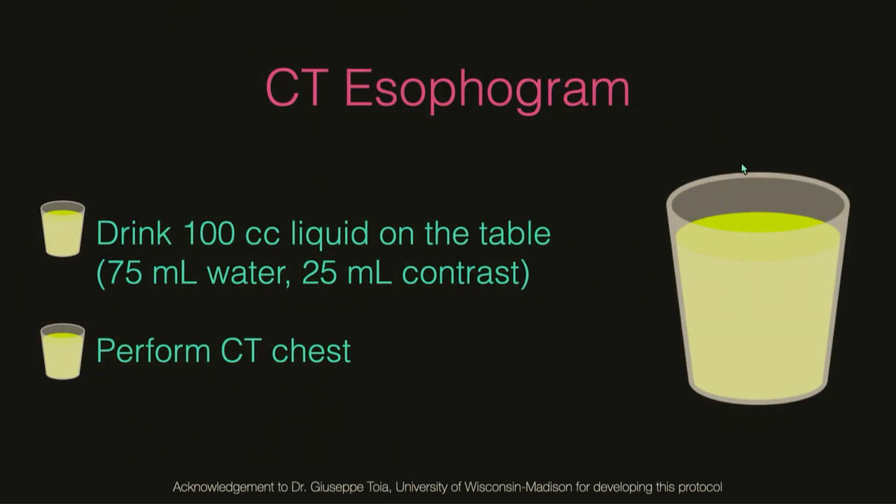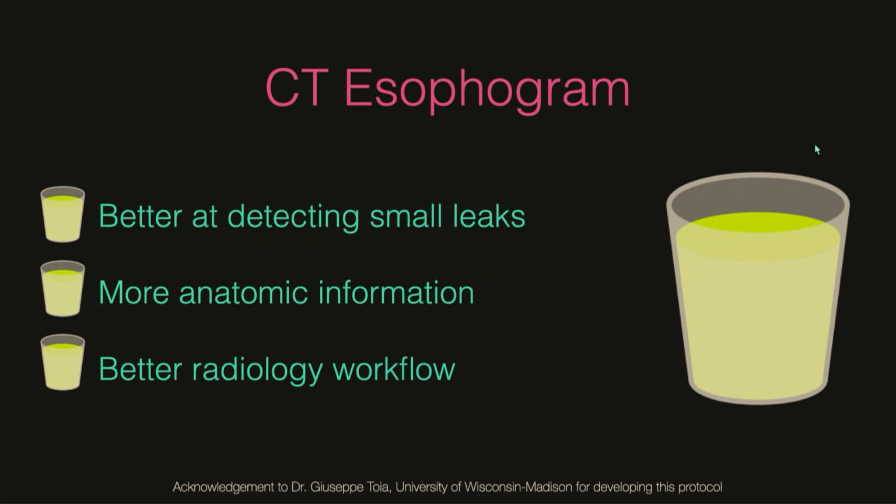So we actually have a formal protocol now, CT esophagram. We have the patient drink about 100 cc's on the table of a mixture of water and contrast and do a CT of the chest. This is a better exam at detecting small leaks, gives you more anatomic information, and it's better for radiology workflow.